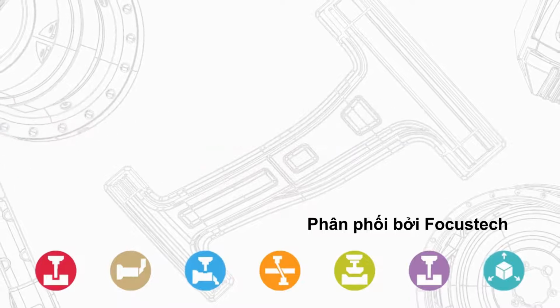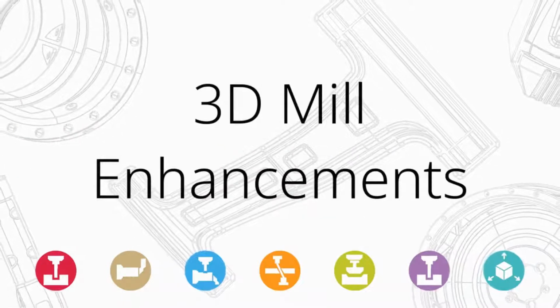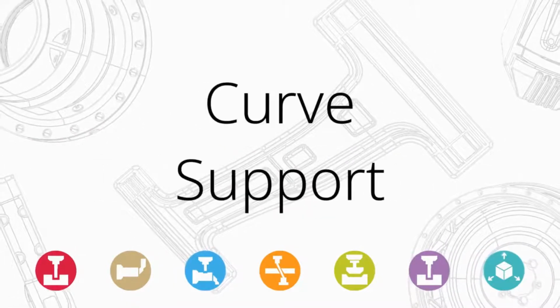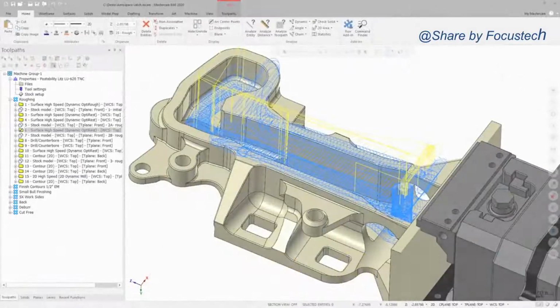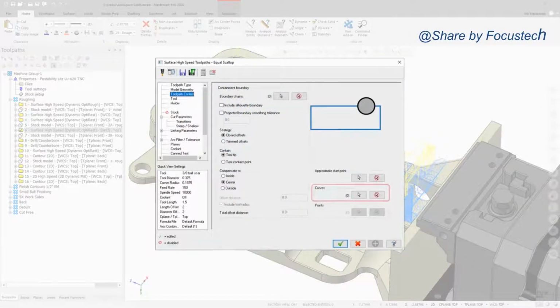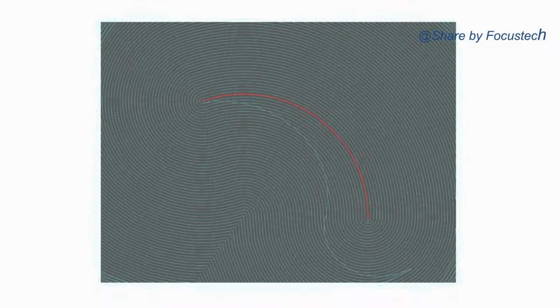MasterCAM 2020 includes a number of new features and enhancements to 3D mill toolpaths. Equal scallop and scallop toolpaths now include the ability to select curves on the toolpath control page. When selected, the toolpath is created outwards using the curves as a starting point.